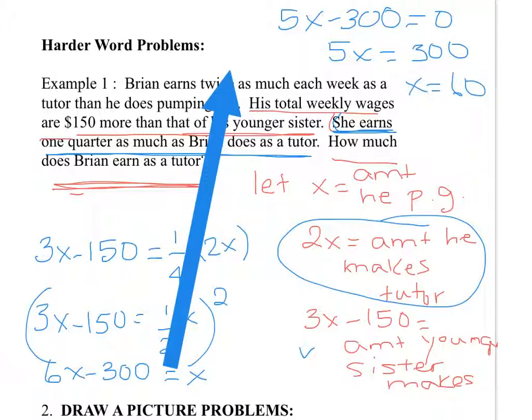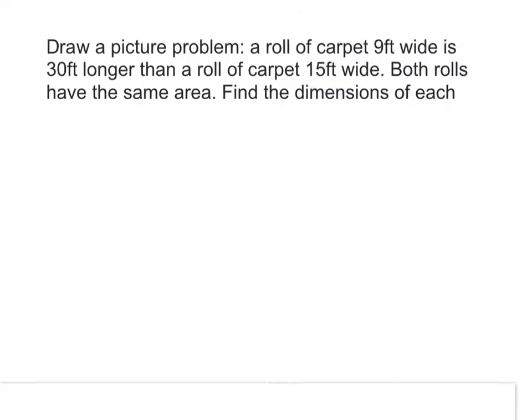All right, so 60 is how much he earns pumping gas. The question says how much does he earn as a tutor, which is 2 times X. So $120 is my answer. Now that one was a little bit harder. You had to write 3 variables. You had to go back to the question and see why you needed the 3 variables. So that can get confusing. All right, let's move on.